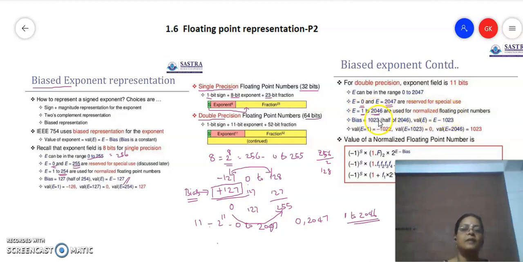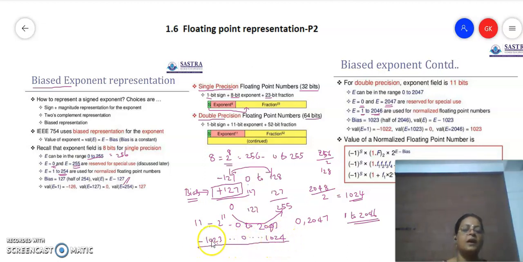Now, how will you calculate the bias? Totally we have 2048 symbols. I divide by 2 so that I have half the part on the negative side and half on the positive side. So this is going to be 1024 and 1024. Out of this, on the negative side I will have minus 1023, then 0, and on the positive side we will have up to 1024. So this is going to be the range of numbers dealt with by the 11-bit exponent.